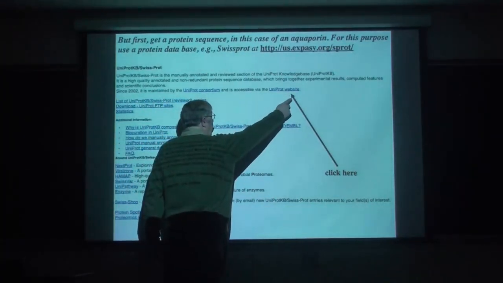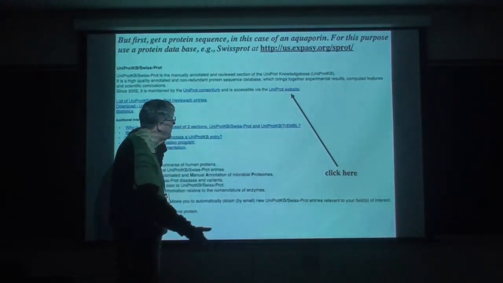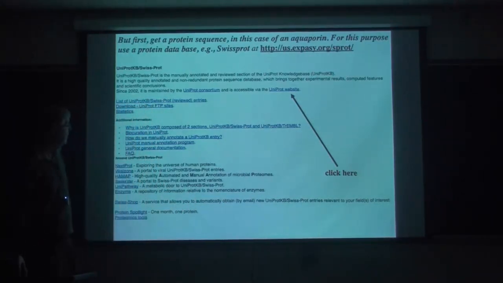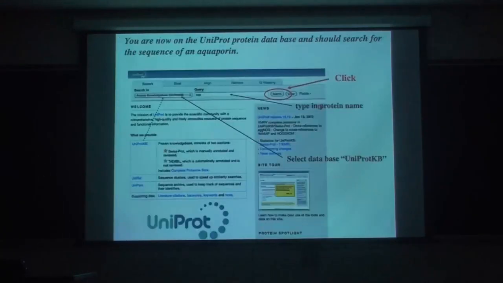Now you find something that reads like this, where you have the UniProt website, and you click there, because that is the website where you see all these protein sequences. The other entries are from other things and obviously not what you want. You just want the UniProt website. So you click on it, and then you get this picture.